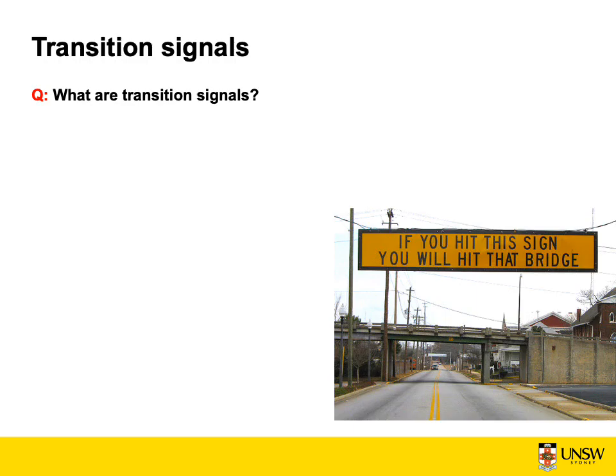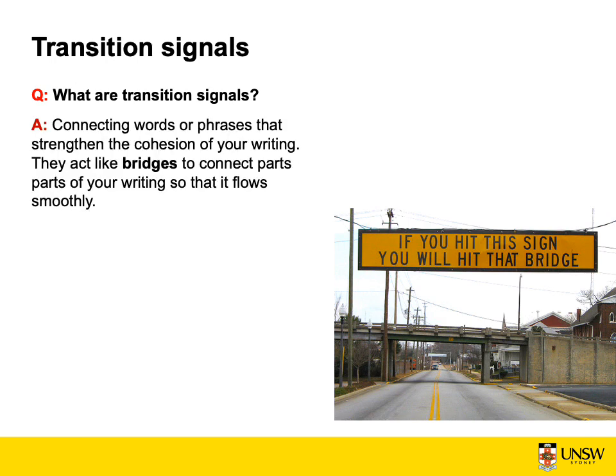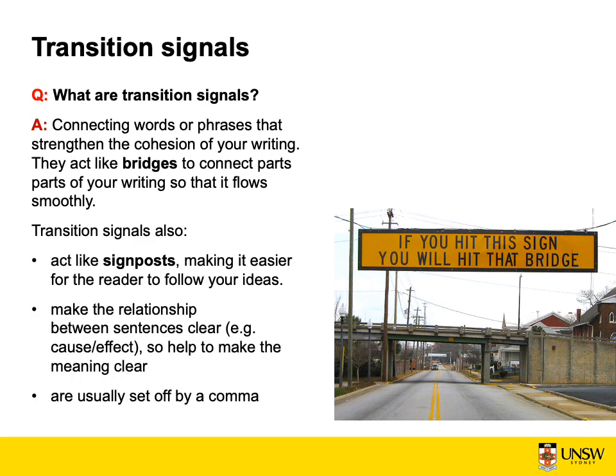Okay, so what are transition signals? They are the words or phrases that connect two bits of information, and they strengthen the cohesion of your writing. So they act like bridges that connect parts of the writing so that it flows more smoothly. And they can also act like signposts, making it easier for the reader to follow your ideas. So in some sense you can think about it, the reader travelling along a road and they see these signs indicating to them where to go and which direction to take. Transition signals are doing that in your writing.